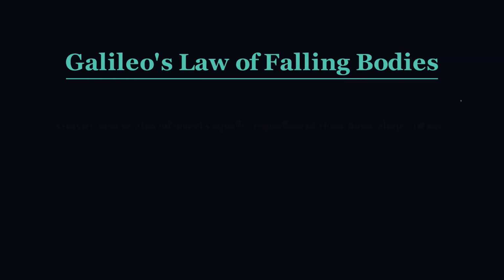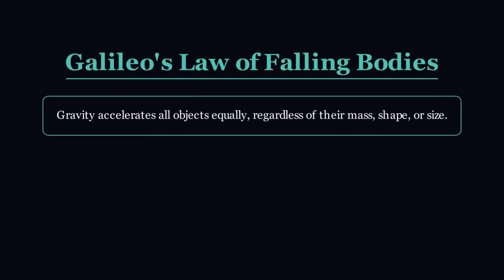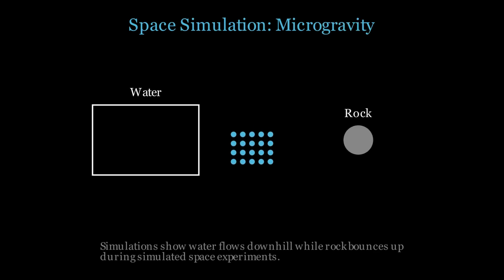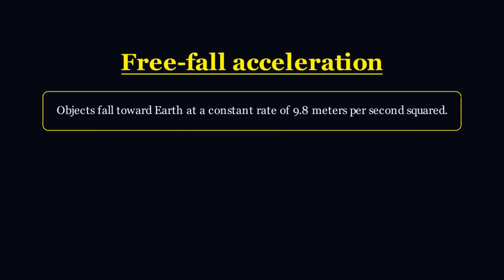Galileo established that gravity acts equally regardless of shape or size for falling objects. Simulations show water flows downhill while rock bounces up during simulated space experiments. A free-falling object accelerates downward at a constant rate of 9.8 meters per second squared.